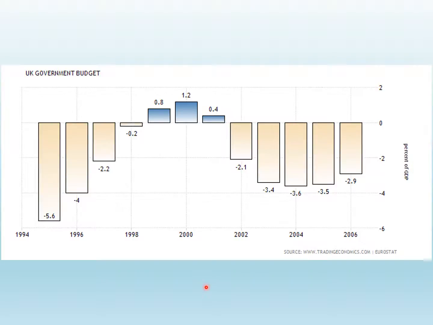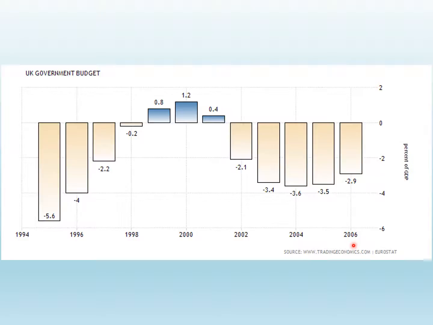What we're looking at in this diagram here is the UK, and I want to use the UK as an example to illustrate the workings of the built-in stabilizers and to move towards how fiscal policy changed in the context of the financial crisis. So this is the UK government budget deficit as a percentage of GDP from 1995 to just before the onset of the financial crisis.